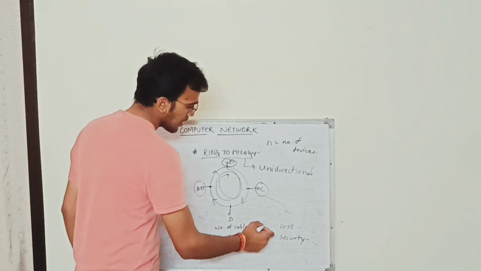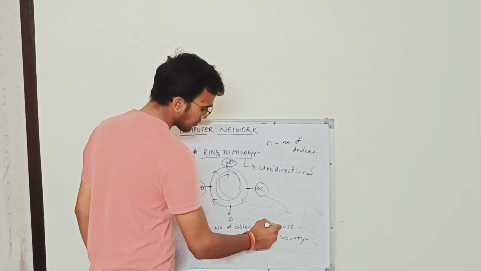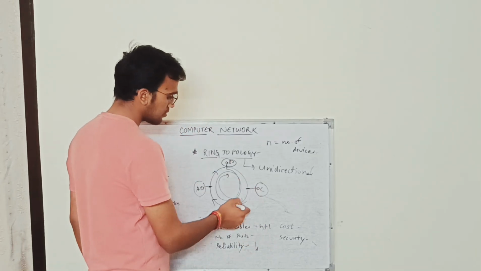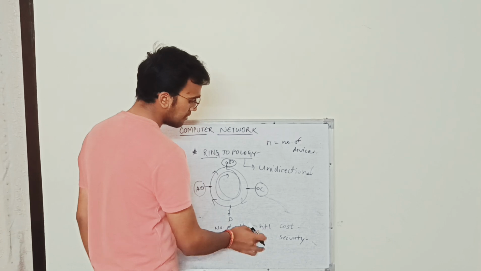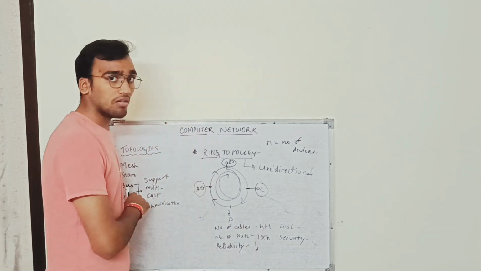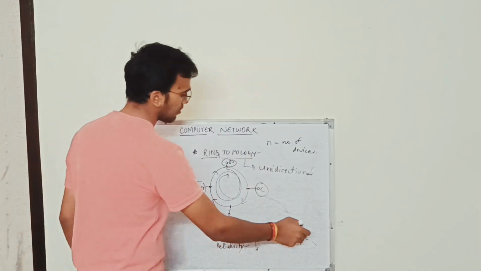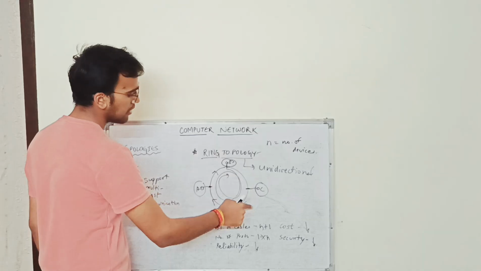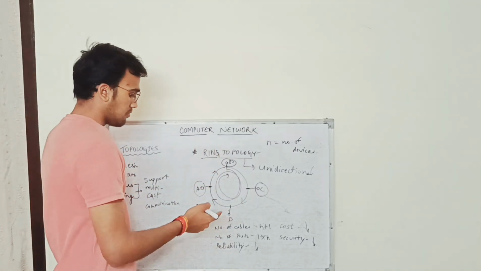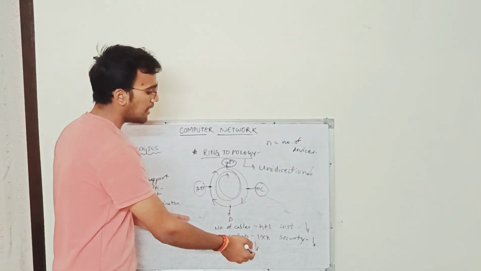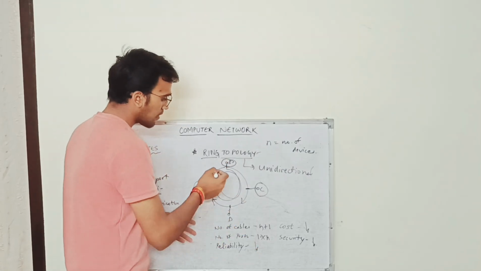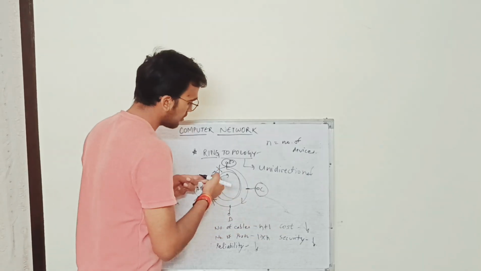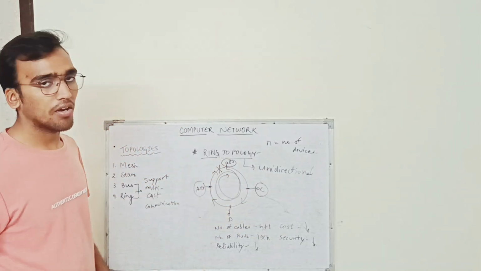Now you can calculate the cables. There is one cable at every point, and the ports are also one. So basically it is the same as the bus topology. The number of cables, number of ports, reliability and cost are the same because the cables are few. Security is also low. If it is damaged, there is no reliability and no transmitting of data, and the security is also low.